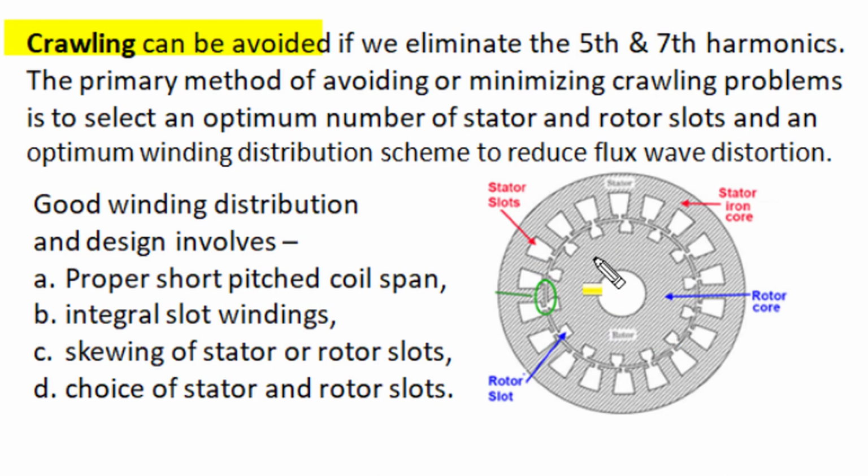Apart from that, we select an optimum number of stator and rotor slots and avoid hoops and cups in the MMF distribution. A good winding distribution and design involve proper short pitching of coil span. In place of full pitch, if we use short pitched coils, then it will reduce harmonics. We should use integral slot winding with slots per pole per phase as an integer number.